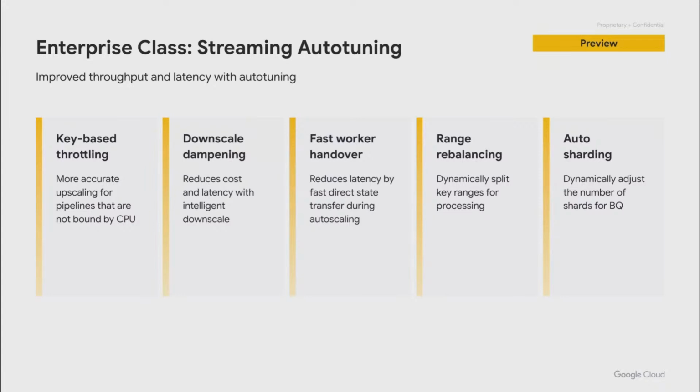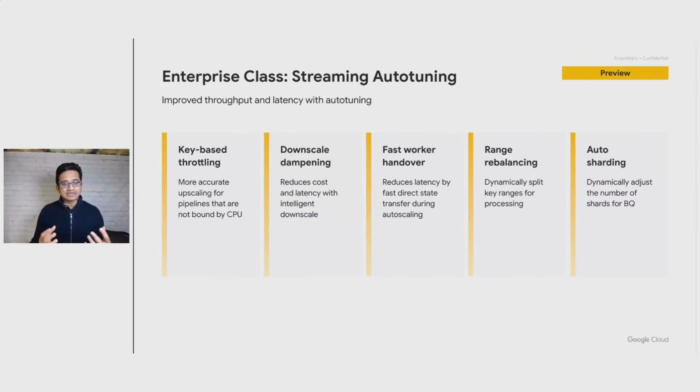Streaming Engine is the backend service that executes stateful streaming operations and streaming shuffle operations, and as a result, is critical to overall streaming pipelines. So the team has rolled out a number of key capabilities, and to name a few, the first one is a technique called key-based throttling, which takes into account available key parallelism in addition to other resource utilization signals to decide when to auto-scale. On the other hand, a technique called downscale dampening takes into account historical auto-scaling signals to fine-tune auto-scaling, specifically downscaling, so that we are able to strike the right balance between cost and performance.